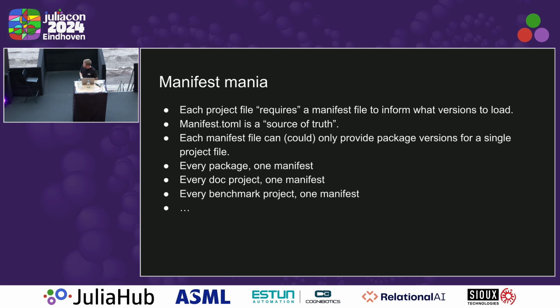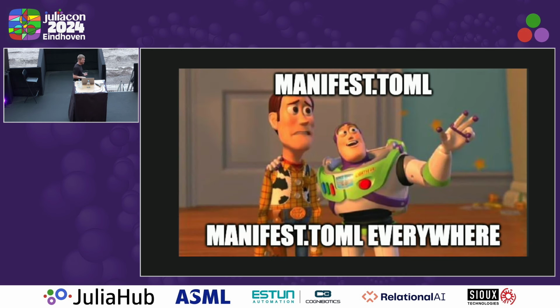So right now there's a little bit of a manifest mania, I call it, in that each project file requires a manifest file to know what versions you should load for that environment. But each manifest file can only provide package versions for a single project file. So for every package, you have a project file there and it requires a manifest. If you have a documentation project, it needs a manifest. If you have a benchmark project, it needs a manifest. So it's a little bit like this sometimes, where you have these manifests all over the place.